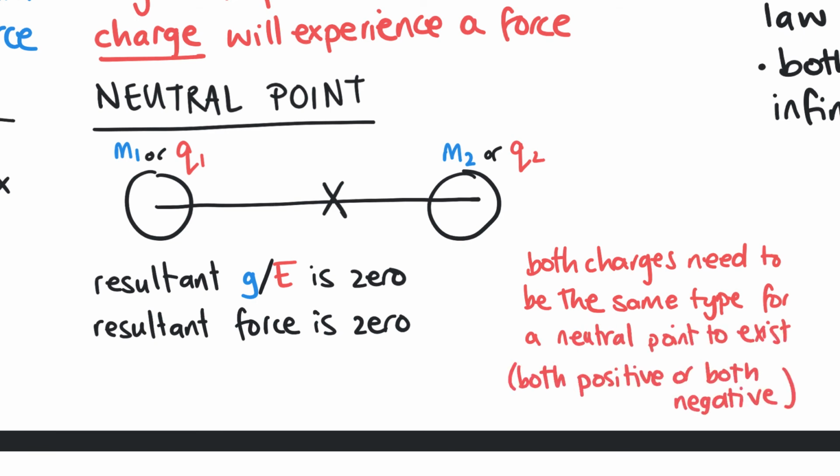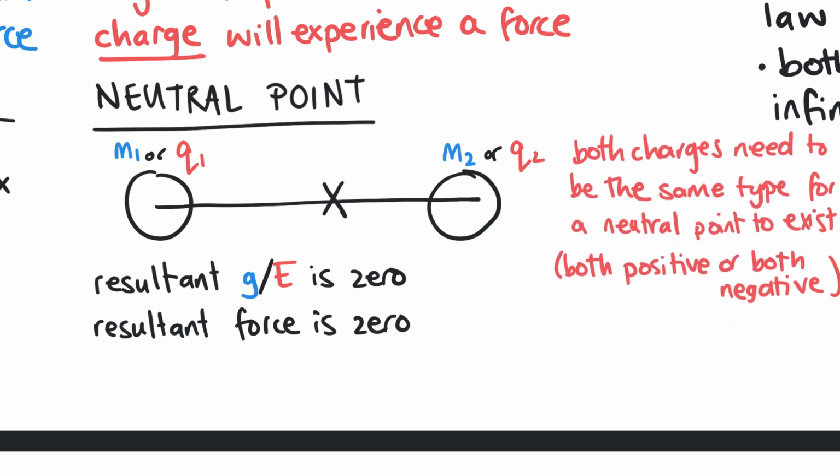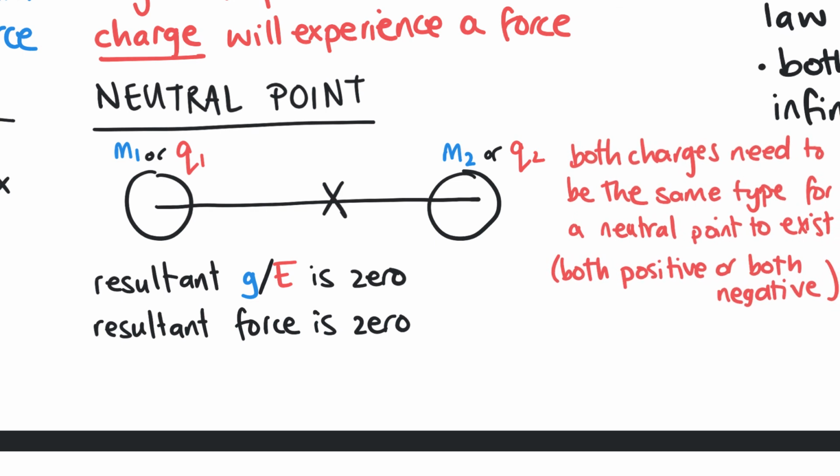In an exam, you could be asked to find the location of this neutral point and how far it is away from one of the masses or one of the charges. So to do that, we would make use of the fact that the resultant field strength at that point will be zero. Now it's important when you're faced with a question like this that you label any information that you have onto the diagram.